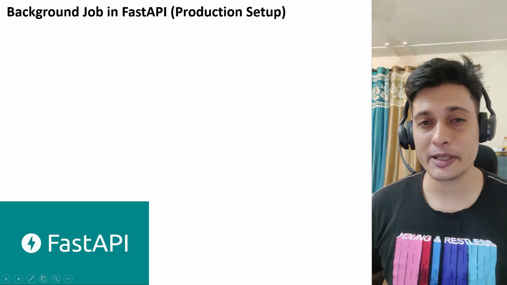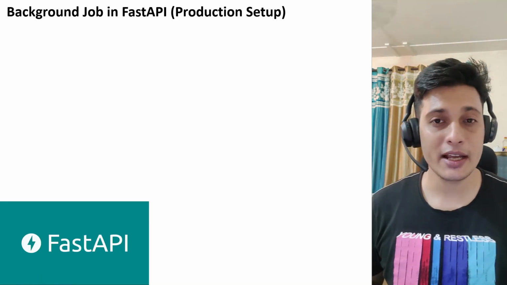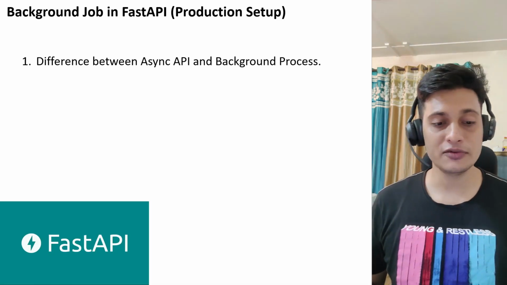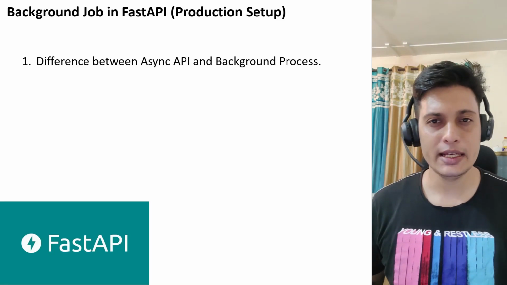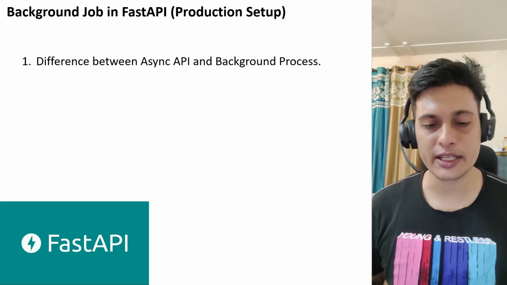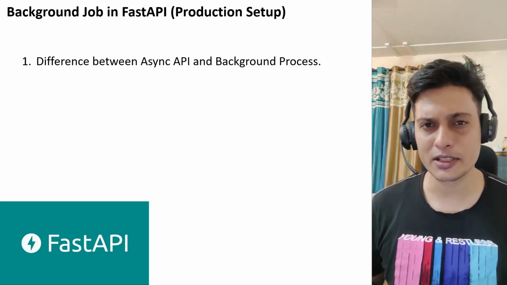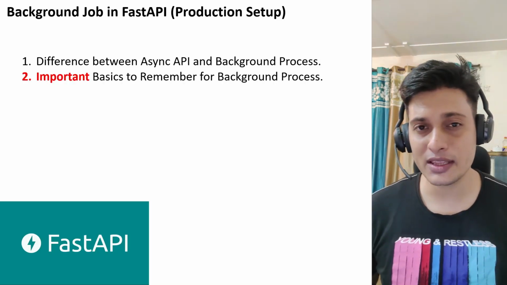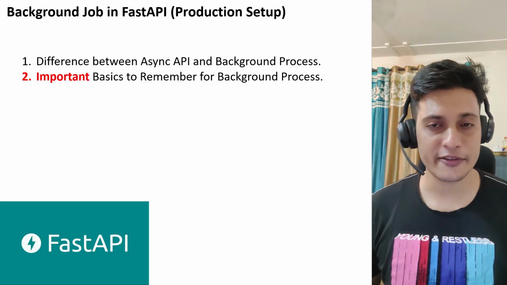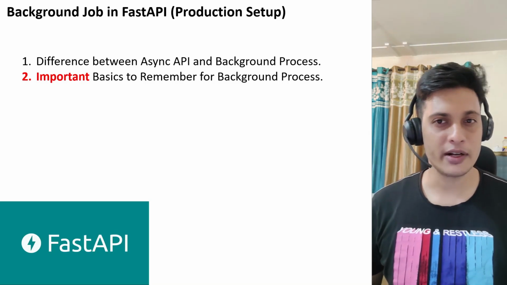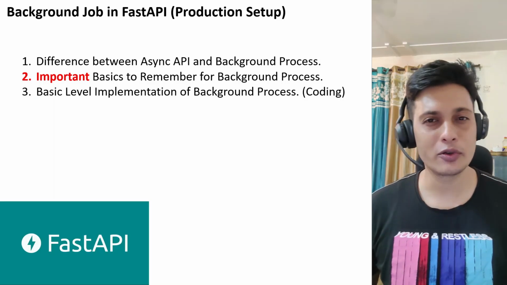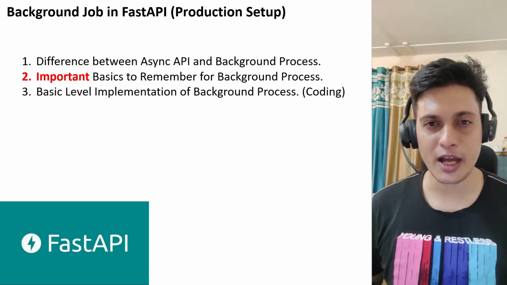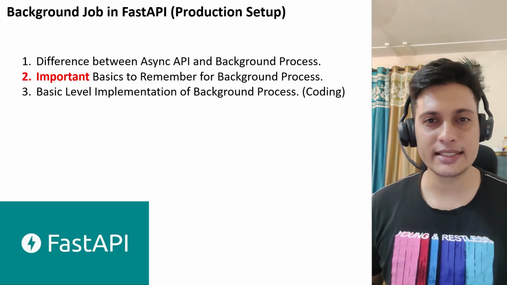I'm going to give you a very practical example so that you can understand why these background processes are required. First of all, I will give you a very simple difference between the asynchronous API and background process. It's a very simple representation and you will understand why we need it. The second thing: before developing this background process, we need to understand a few things, and those will be covered in this part. The third thing is we are going to do some basic-level implementation of background processes so that we can understand how FastAPI does this kind of work.